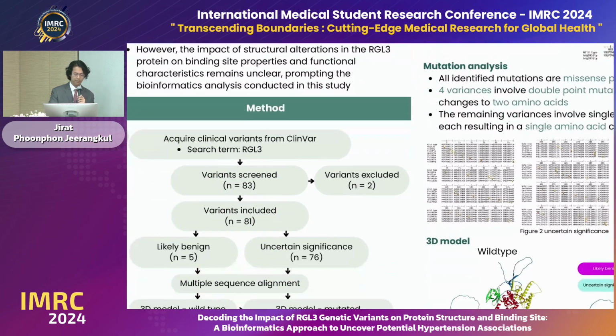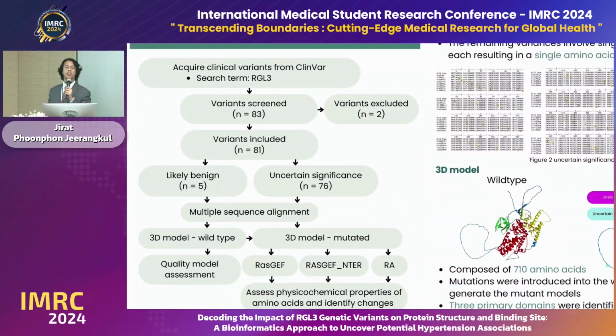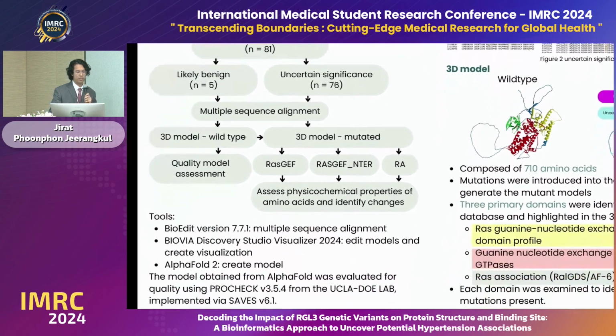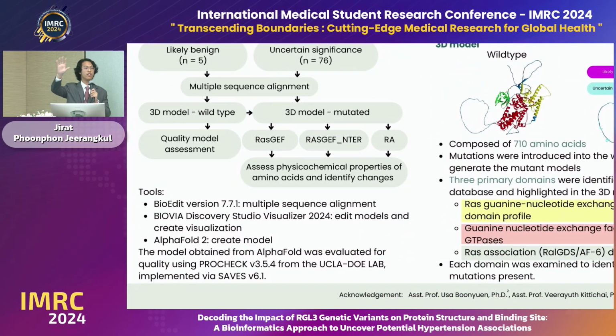mutation. Now, in terms of method, we acquired the clinical variants data, which means the sequences, from the ClinVar database of NCBI. After we retrieved the variants, we categorized them into two parts, the likely benign part and the uncertain significance part. We're going to focus more on that. After that, we did multiple sequence alignment, which means we compared the normal and the mutated variants by using the BioEdit tools.